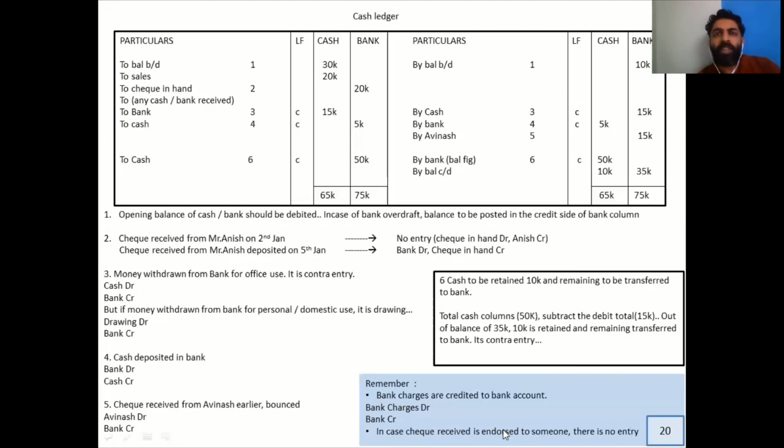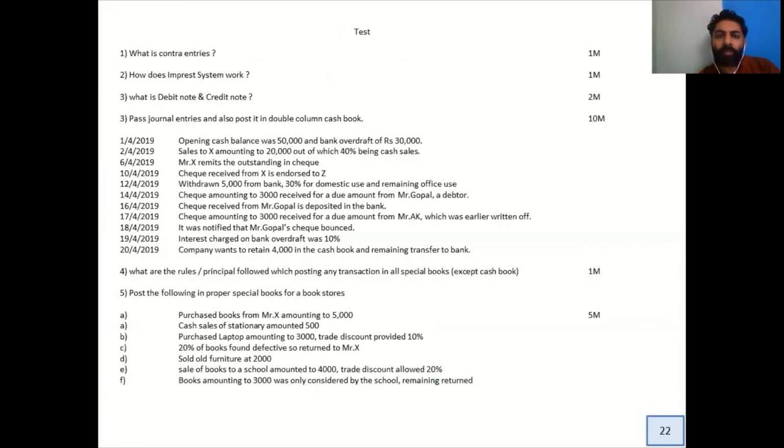So when I got a check from Mr. X, the journal entry is check in hand to X. And when I gave that check to Mr. Z, the journal entry is Z to check in hand. Now in both these journal entries, if you notice, the word cash and bank has not come. It simply means that there is no effect. I hope it's clear.